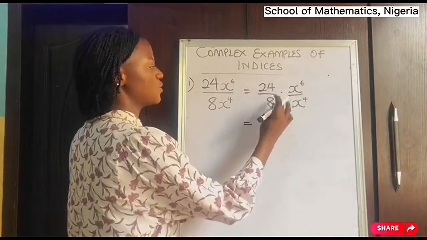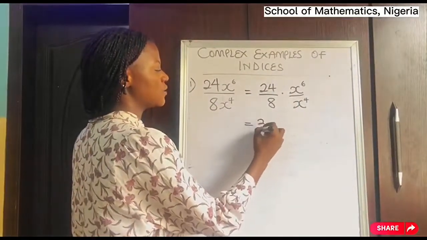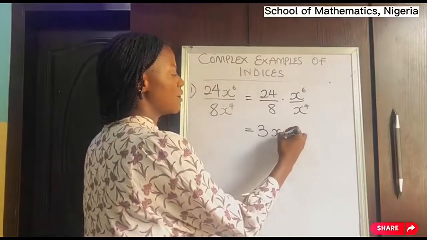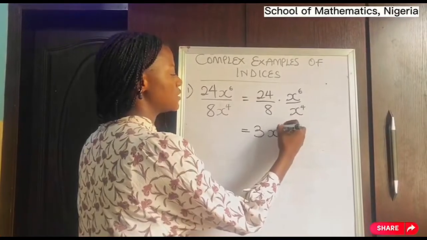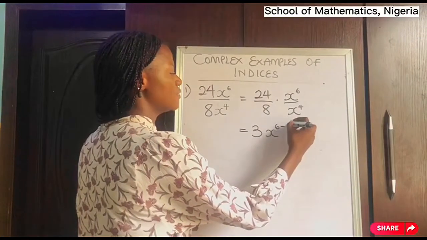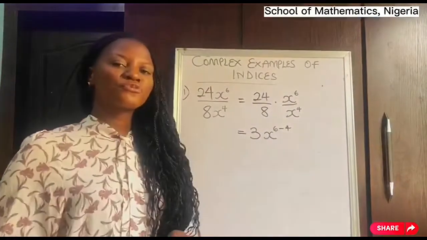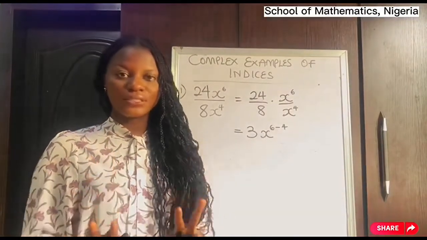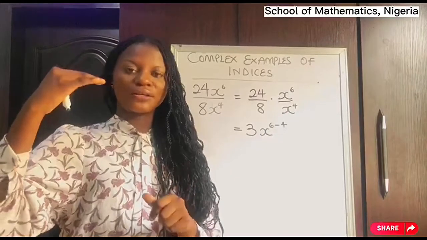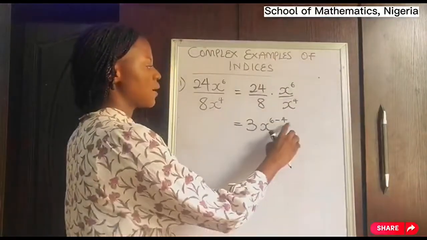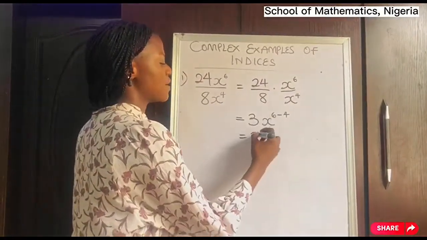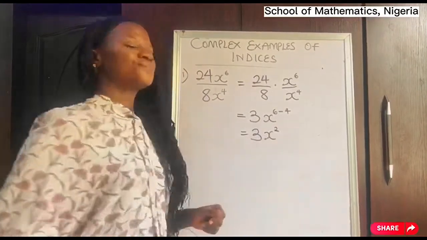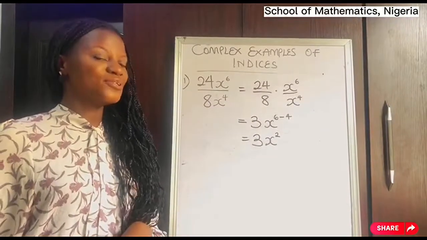So in this case, you know that 24 divided by 8 is what? It's 3, right? And then this can also be written as x raised to the power of 6 minus 4, from our rule of indices, which says that when you are dividing 2 same bases, you have to subtract the power. So you have 6 minus 4. So in this case, you have 3x raised to the power of 2. So why not try this at home and let me know your answer.